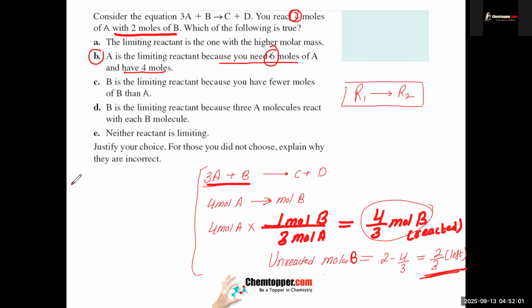You do this. You start with 2 moles of B and convert that into moles of A. Can we do that? Tell me the ratio. 2 moles of B over 1, times 3 moles of A over 1 mole of B.